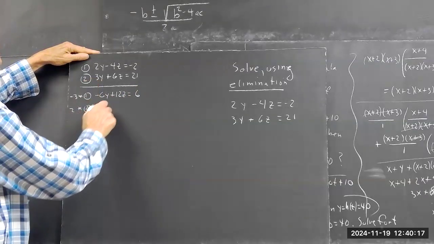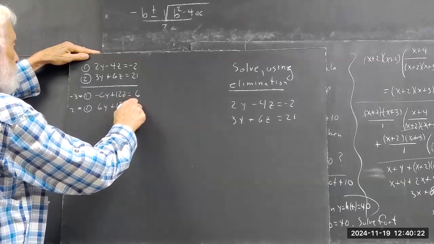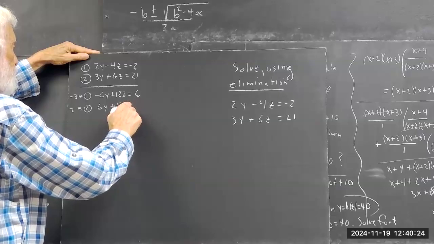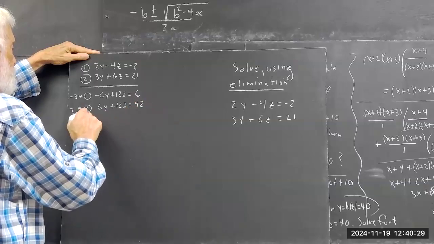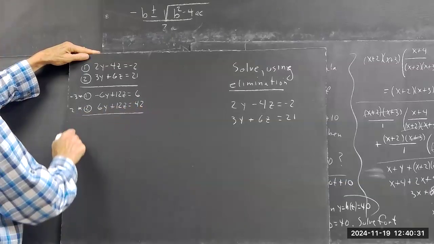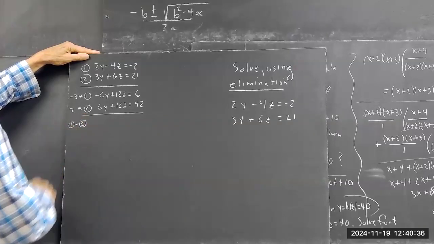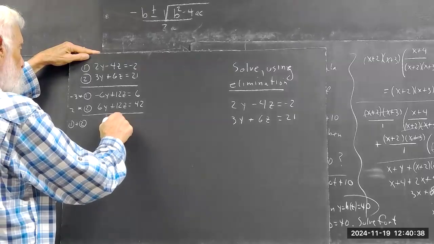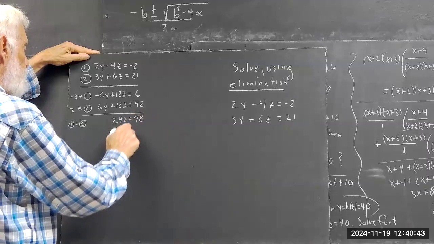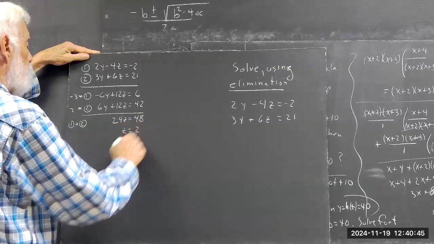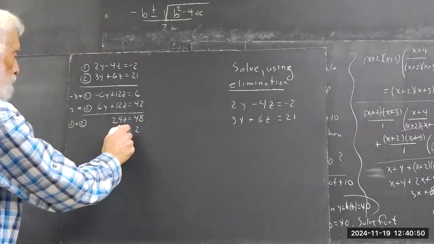If we multiply this equation by 2, we get 6y plus 12z equals 42. And if we add equation 1 to equation 2, we get 24z equals 48. So z equals 2.